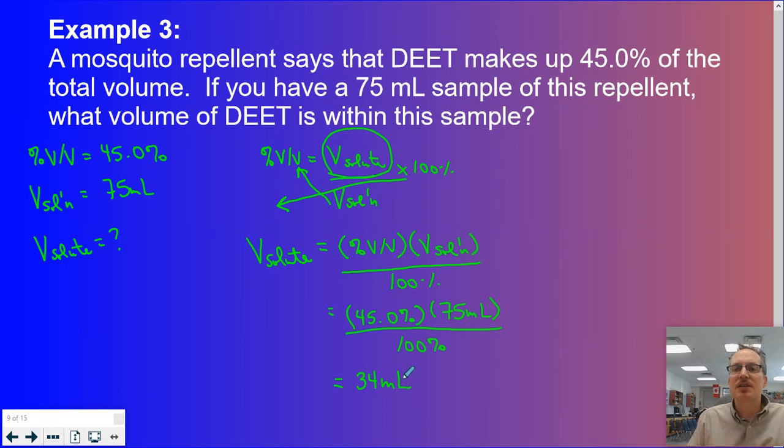Now, what you want to do is, again, this is something because it's percent, we can think through the answer. 45% is a little less than half. So in a 75 milliliter sample, a little less than half of it should be DEET. So half of 75 is 37 and a half. So getting a value of 34, a little less than half, 45%, the number makes sense.